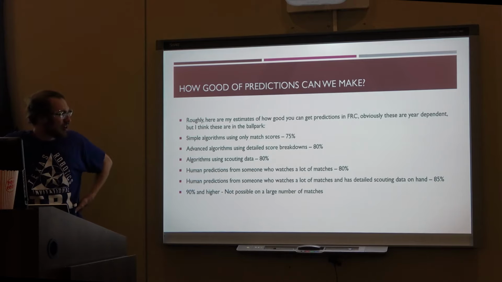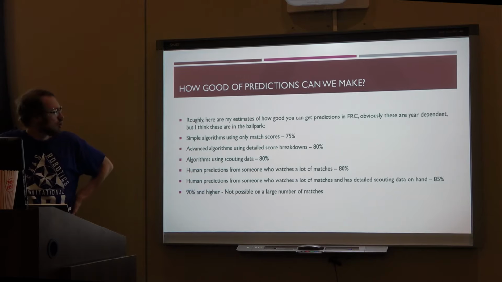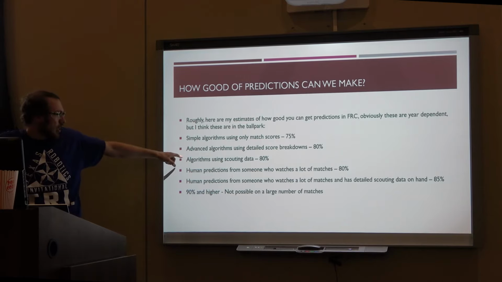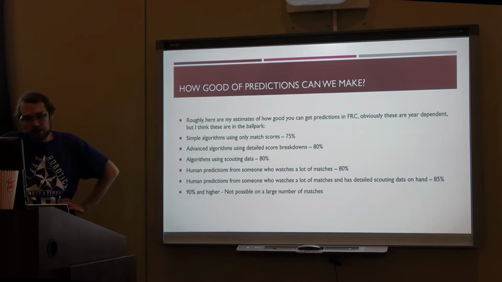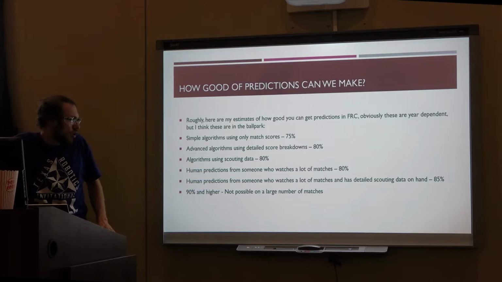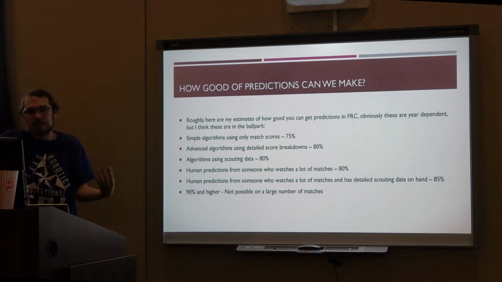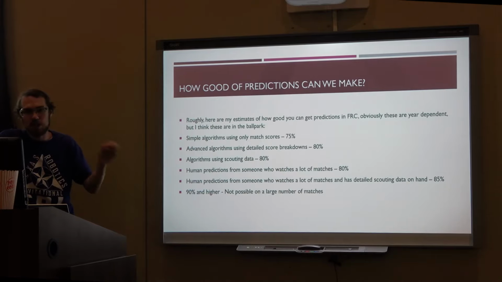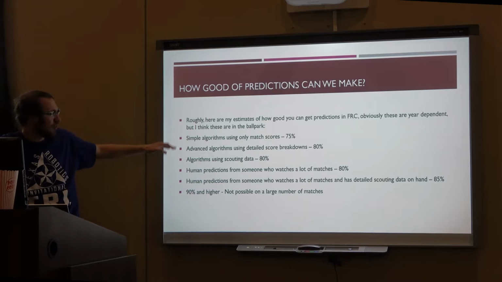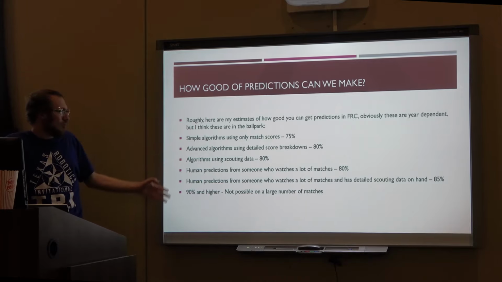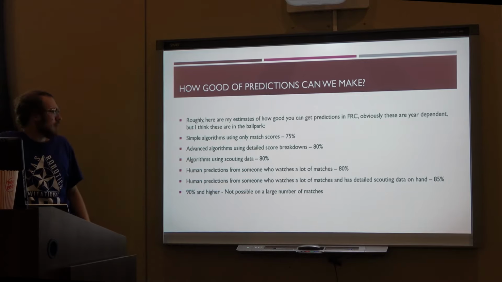I think you could get up to about 80% of matches correctly predicted with that kind of thing. Likewise, if you plug your scouting data into algorithms, like predicting match scores, I think that's about 80% as well. And a human who watches a lot of matches and has seen a lot of teams playing, if they were to predict who's going to win or lose, I think that's about 80% as well. So that's a spot you can get to in a lot of different ways.